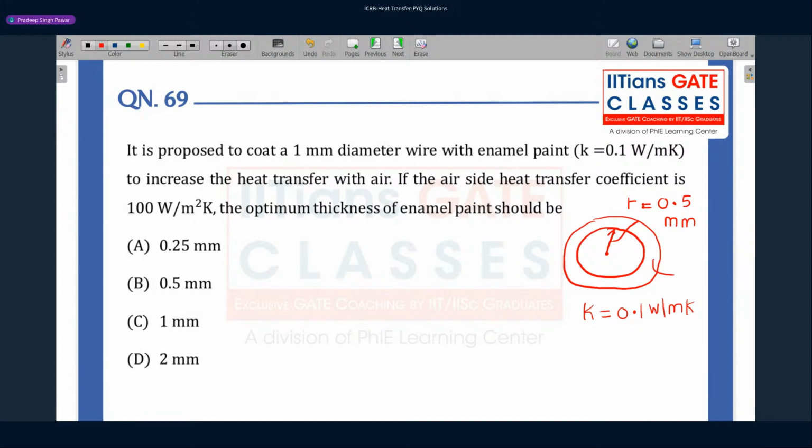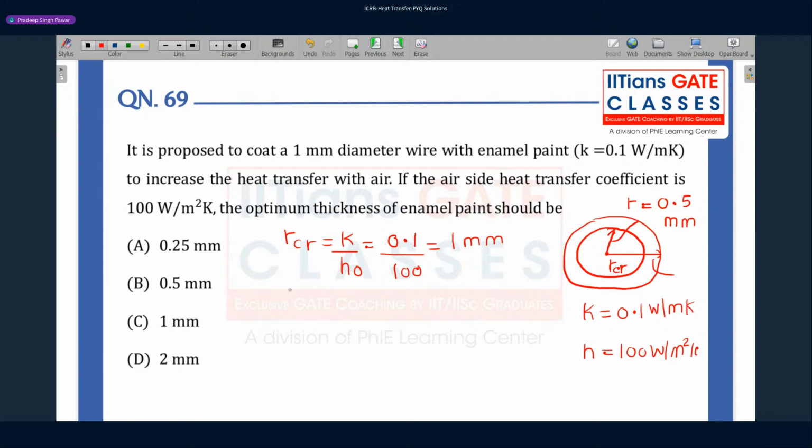With heat transfer coefficient h, how much is it? It is 100 watt per meter square Kelvin. So calculate the optimum thickness of the enamel paint. Let us first calculate the critical radius. R_cr is k by h naught, where k is the thermal conductivity of the insulation. Here your insulation is enamel paint, 0.1, and h naught, the convective heat transfer coefficient, is 100. So if you do this calculation, you will get 1 mm.